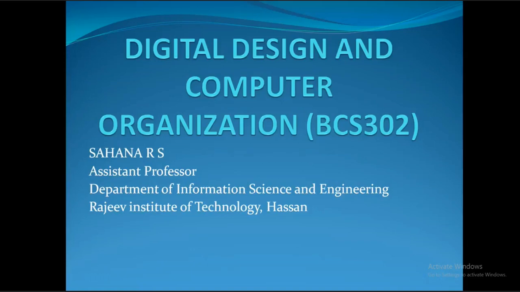Lab tutorials of digital design and computer organization. I am Sahana Aris, Assistant Professor, Department of Information Science and Engineering, Rajiv Institute of Technology, Hassan.